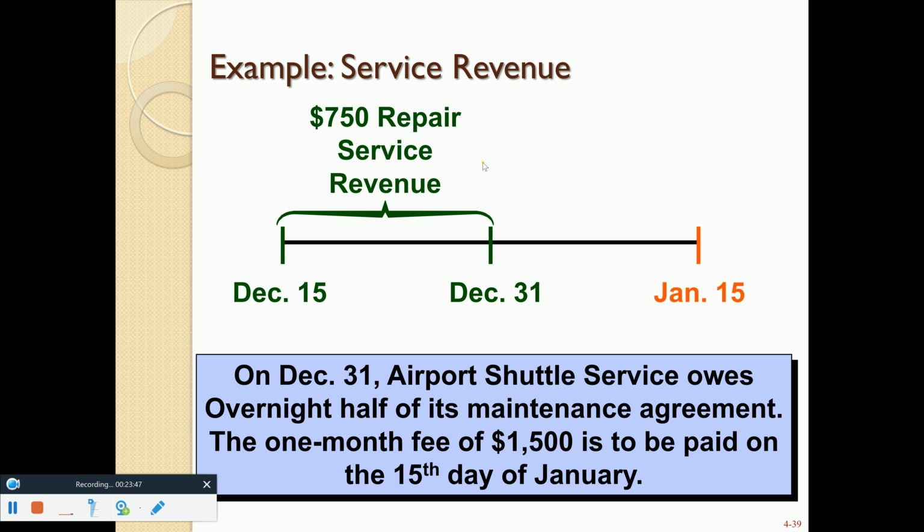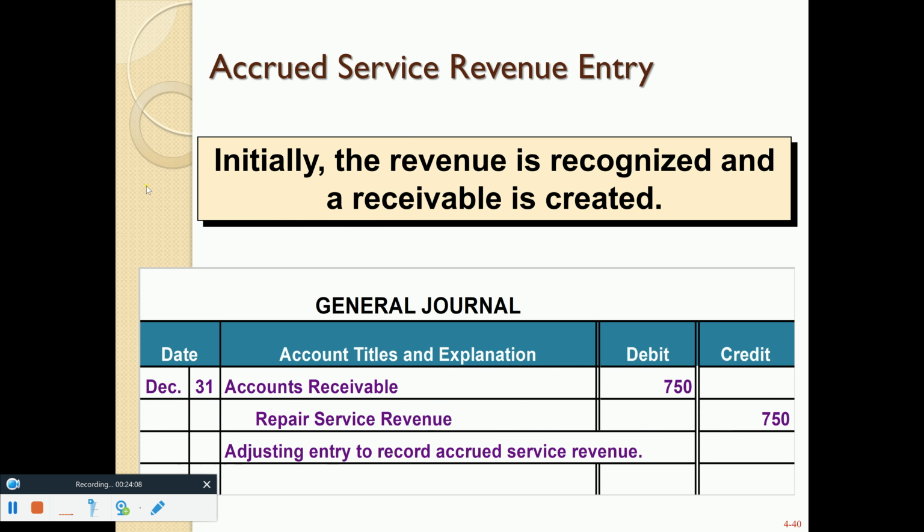But remember, December 31st, we stop and say, hey, we're preparing financial statements. So how much of that $1,500 in the maintenance agreement was earned? So half of it, December 15th to the 31st. Remember, it's a monthly. So half of the $1,500 is $750. $750 of that was earned in December.